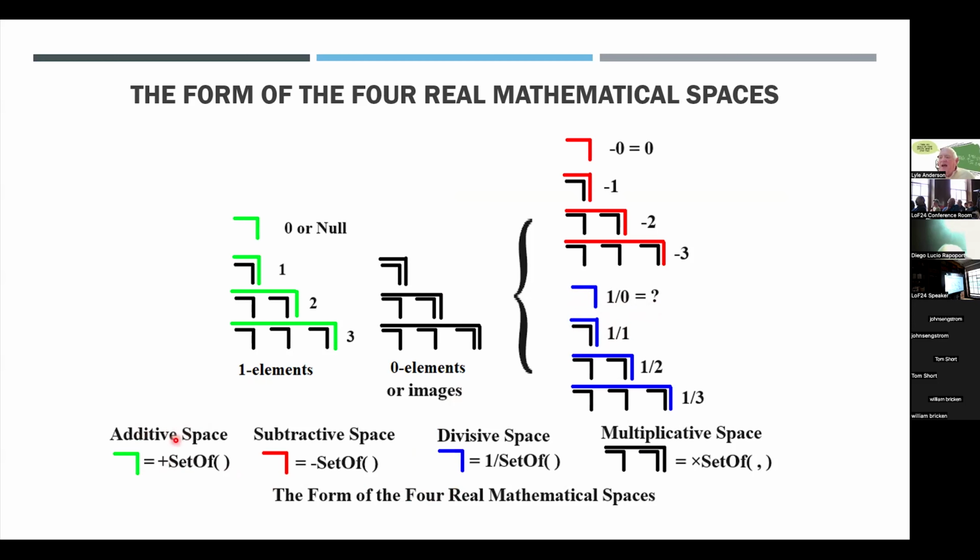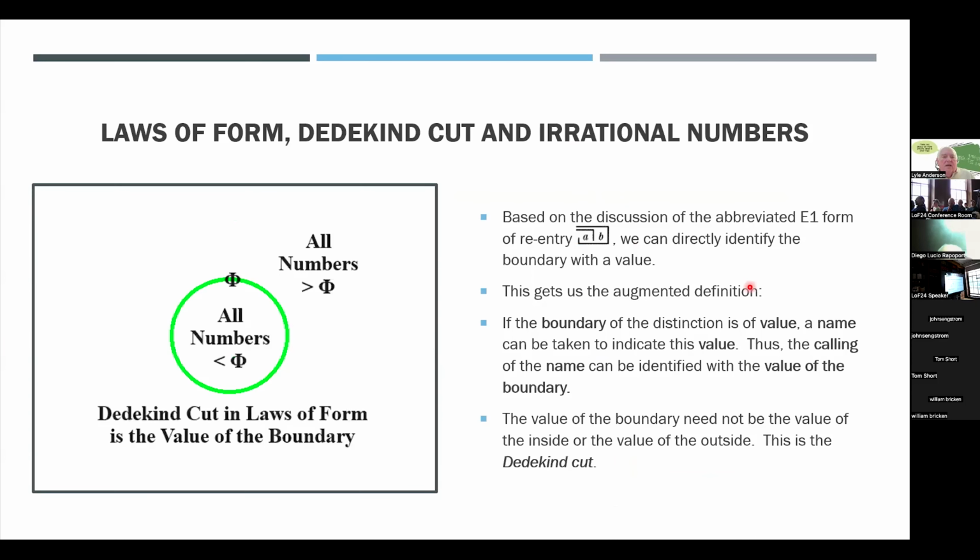So we've got the additive space being the function plus set of, the subtractive space being the function minus set of, the divisive space is 1 over set of, and the multiplicative space was hidden in plain sight, and that's multiplying these two together. Okay, so that handles the integers.